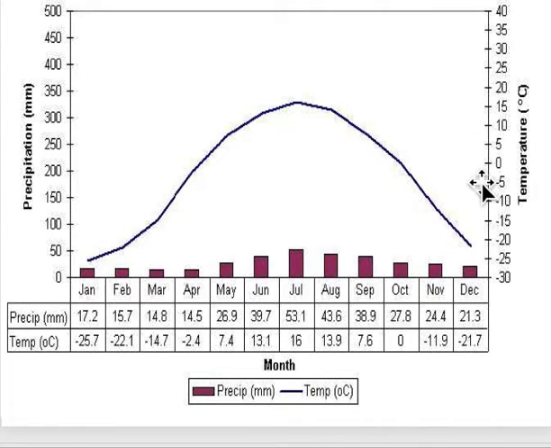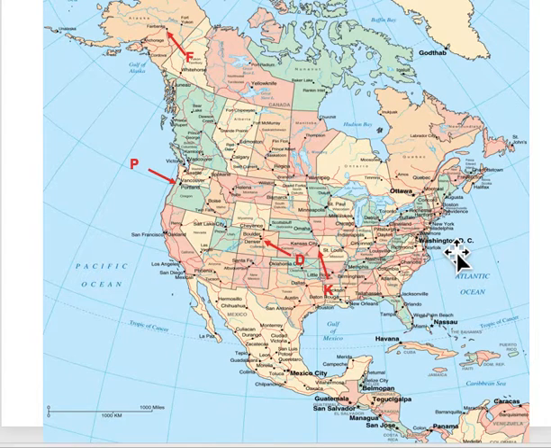So this tells me I probably am fairly far north to get these cold temperatures, but I'm also probably in the interior of a continent, not near a large body of water, because I have a big range between winter and summer temperatures. If I look at my precipitation, it's fairly dry, actually, most of the year. So where might this be?